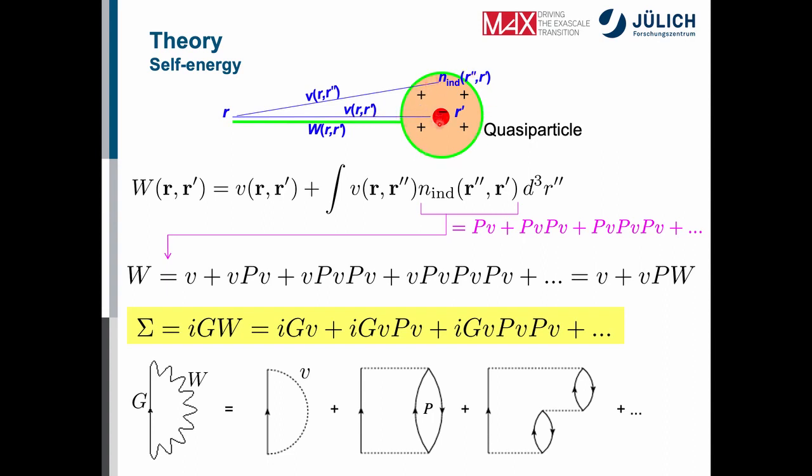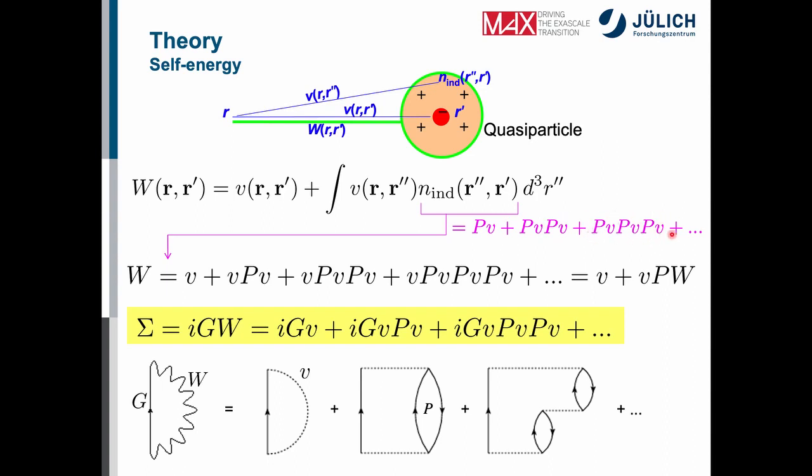The central electron contributes with V, and the charge cloud around it contributes with this second term, where we integrate over the induced charge. The induced charge itself is induced by the Coulomb potential V of the central electron, and the charge is then obtained by integrating this perturbing potential V with the density response function P. But the induced charge gives rise to another perturbing potential, which in turn leads to a charge redistribution again. This is a feedback effect which goes to arbitrary order.